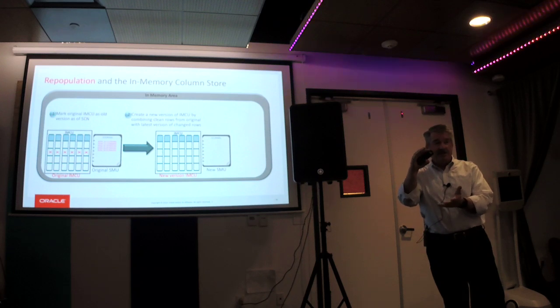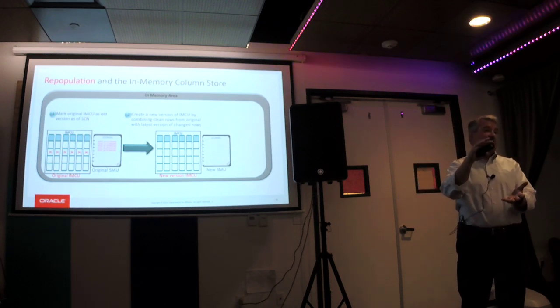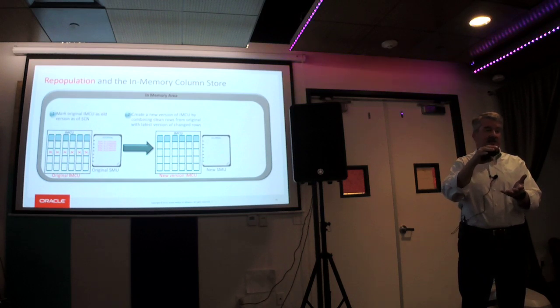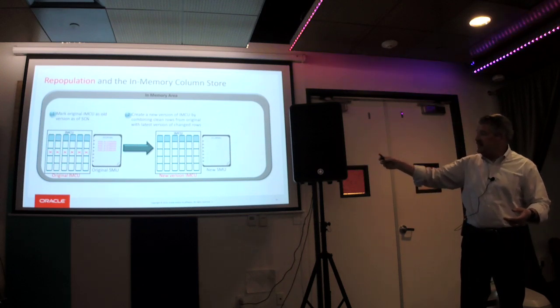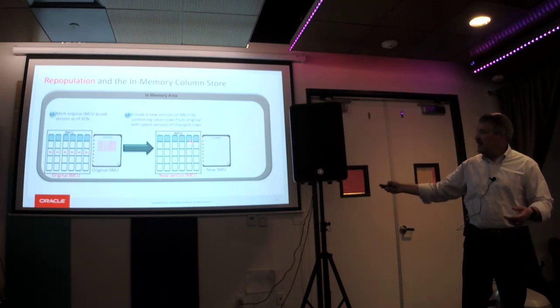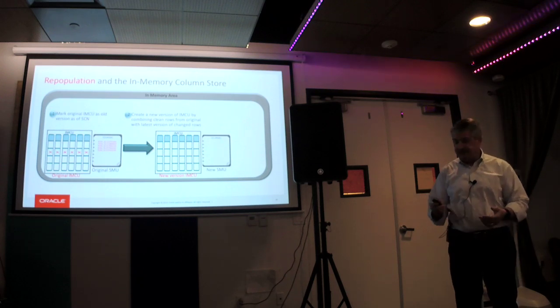IMCUs at the default compression level are typically about 500,000 rows. And you can see this in V$IM_HEADER. There's a V$ view which you could actually look at. But anyways, the ideal then is obviously we've repopulated and now we don't have any changes in that.